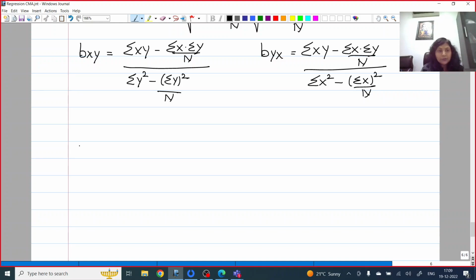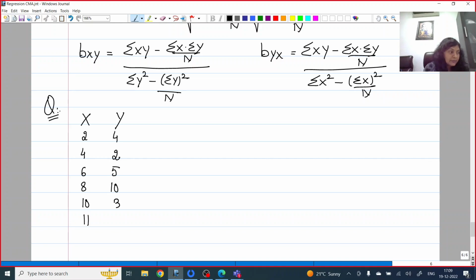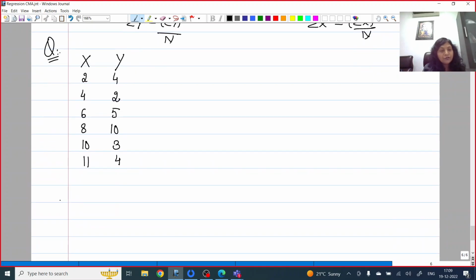Suppose the question has x and y. We have been given x as 2, 4, 6, 8, 10 and 11, and then y is 4, 2, 5, 10, 3, 4. Suppose these are the values. The first thing is you have to find the means, because the mean is required for computing regression equations.